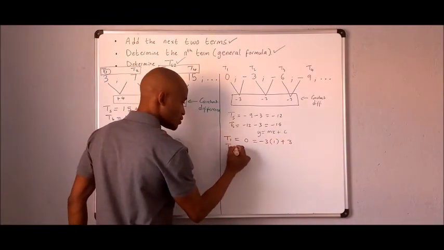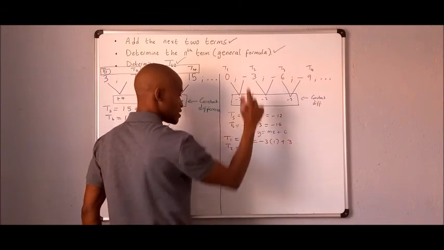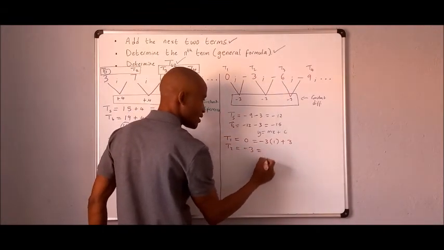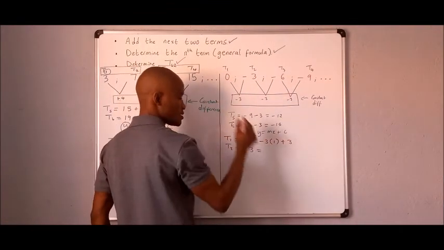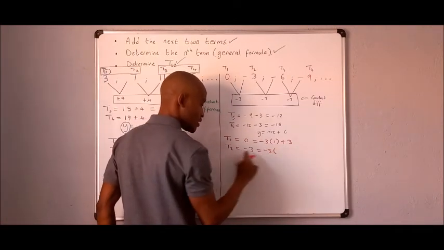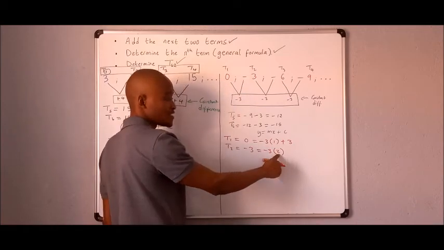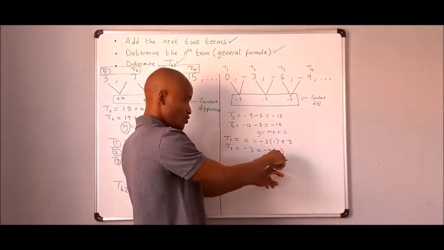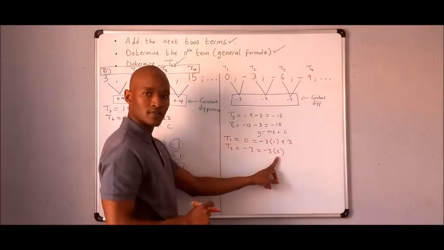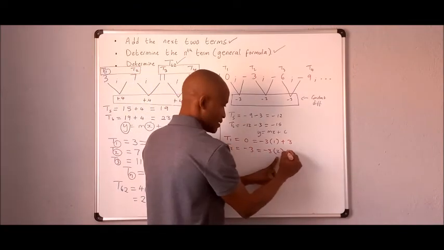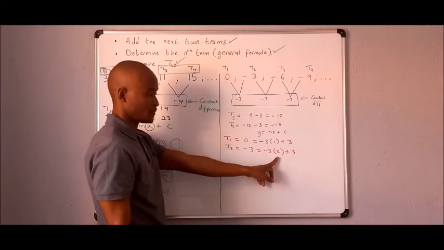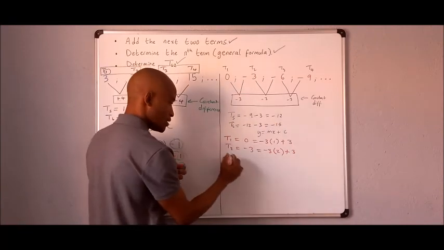Let's check term 2. The value of term 2 is negative 3. The constant difference is negative 3. We are at position 2. Negative 3 times 2 is negative 6. What must we do to negative 6 now to get to negative 3? We must add 3. Do you see the same thing is happening?